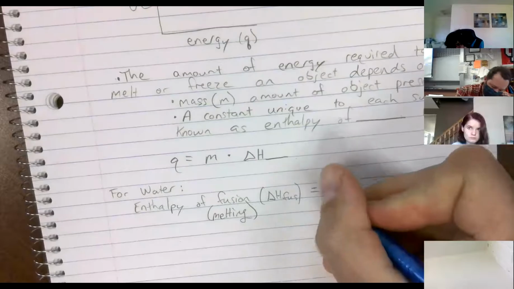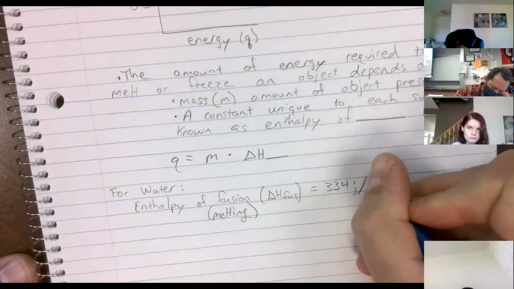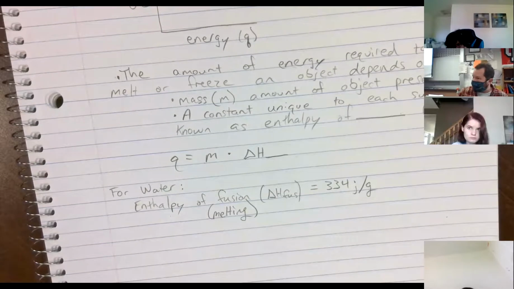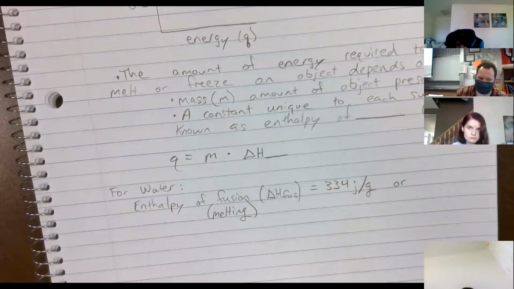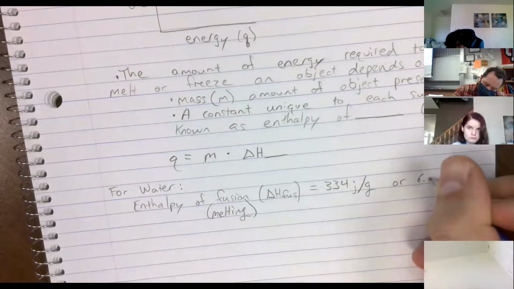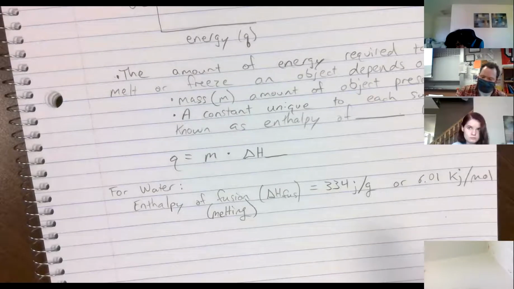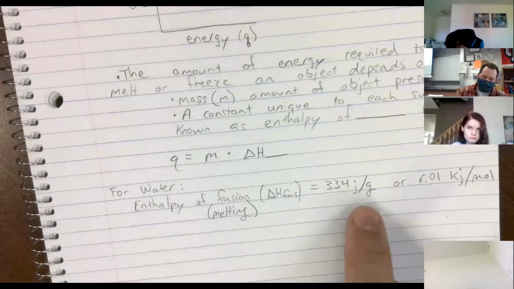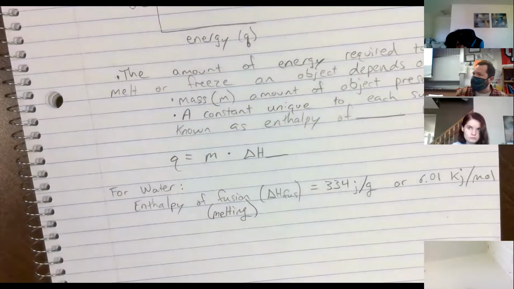And that value is 334 joules per gram. So 334, there's that little J, joules per gram of substance. Or, and this is key, or 6.01 kilojoules per mole. Notice the difference in the units there? Watch out for that. Common way to miss points is you aren't paying attention to your units and use the wrong values. You have to watch your units in this chapter.